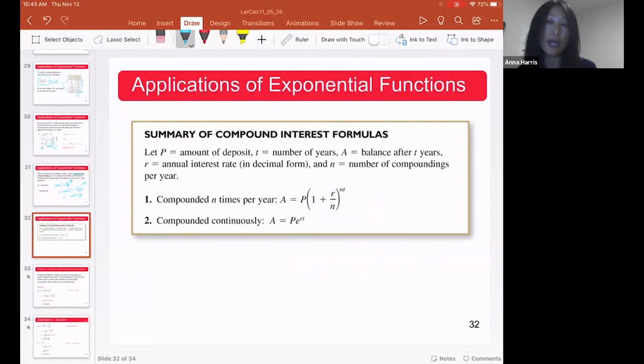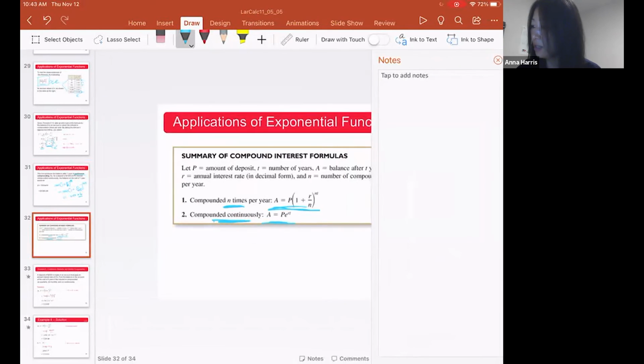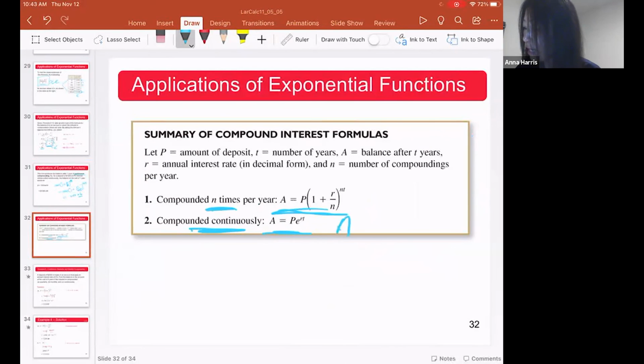But I don't know which bank does continuous compounding. I think they do annually, I believe. A lot of banks do annually. So now you just learned this. If it's compounded a discrete number n times a year, then you use this formula. If it's compounded continuously, you use e. So A is equal to what? Your principal amount, e to the power of your interest rate times how many years you do.